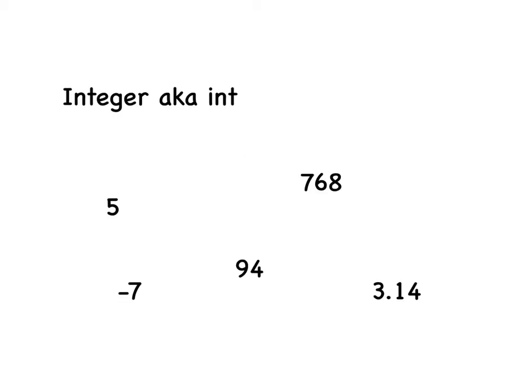Now, there are various data types in the computing programming language you're going to need to know for your exam. One of them is integer. Integers are whole numbers. So, things like 5, great, we can use that. 768, a whole number, that's fine. 94, a whole number, that's fine. -7, whole number, that's fine. Great. Now, 3.14, decimal point, not allowed. Only whole numbers can be integers.